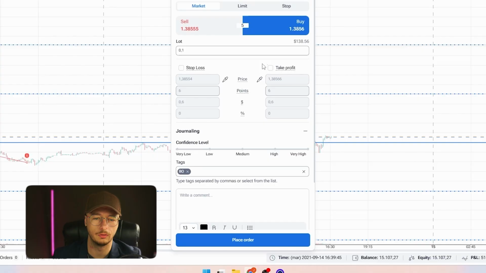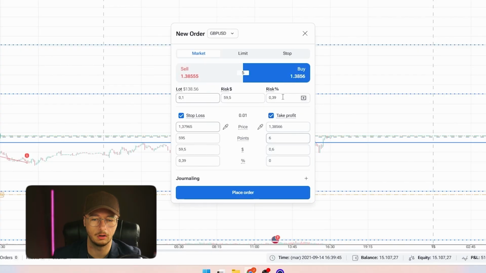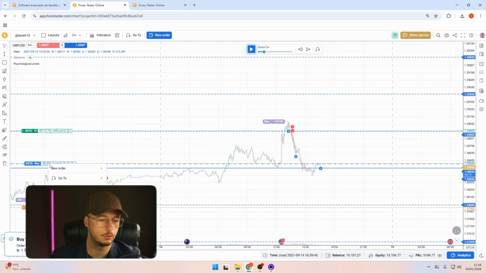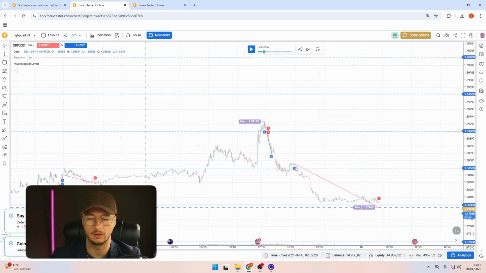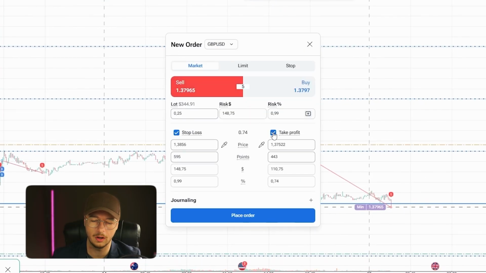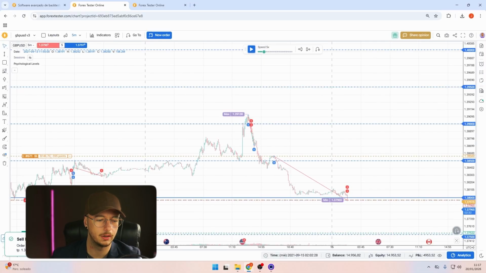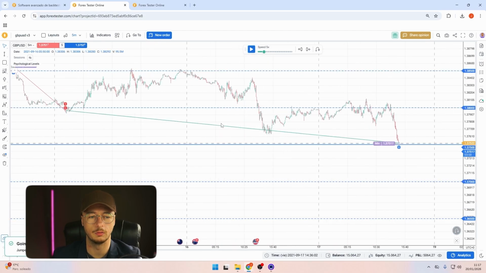And now let's say I'm going to do a buy with a stop loss just below this round number, take profit on the top round number, and I'm going to risk 1%. So if I place the order and go to the order close, basically you see that's the stop loss. And now if I open another one, let's say I open the sell now, come to journaling and tag a filter, put a pullback, place the order, and let's go again to the order close, and then you can see it was a take profit.